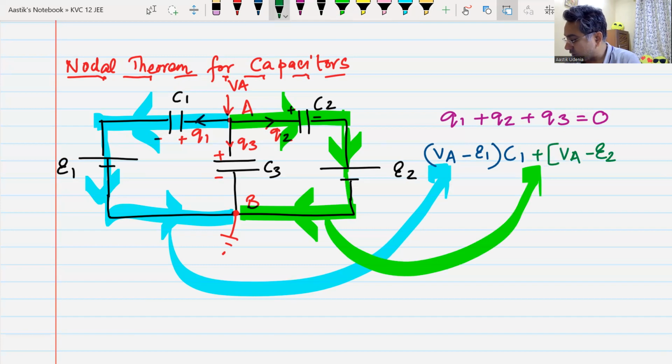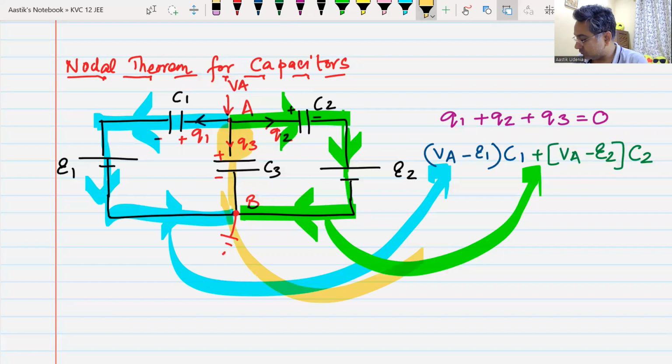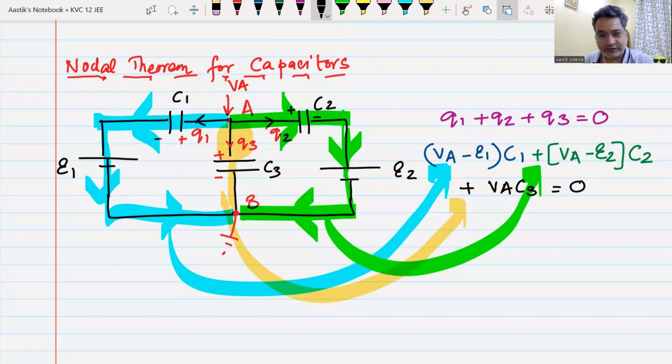VA minus E2 multiplied by C2. Can I hope the same thing in the third path? VA minus E3 multiplied by C3, that should be equal to 0. I did not have space, but if I understand this, I can straight away write the value of VA, just looking at the configuration.